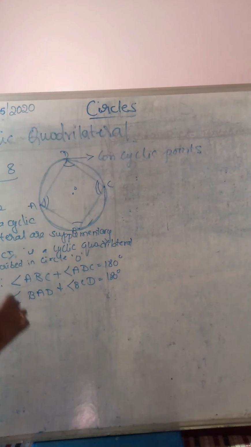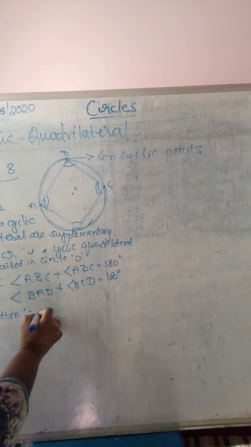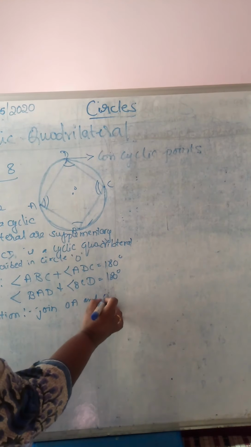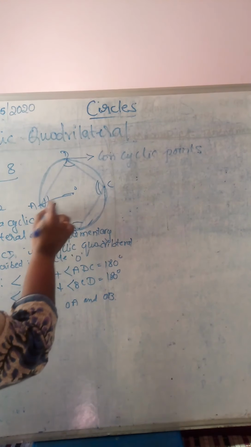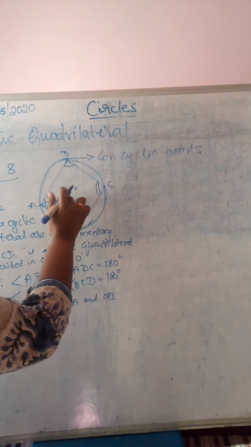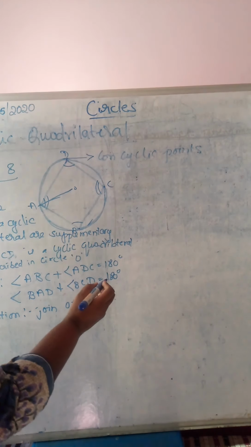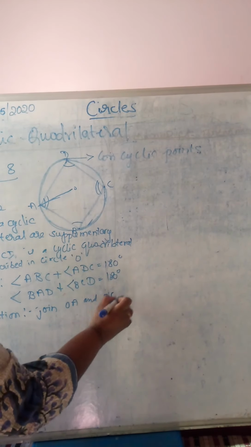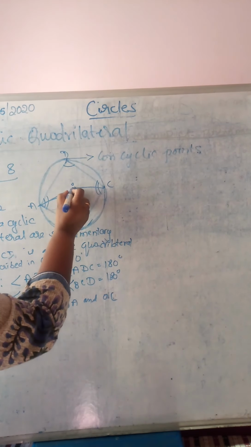Now for that we have to do a little construction. What's that construction? Join OA and OB. We are going to join OA like this, and see, let me take the center here. Join OA and OC. I have to join OA and OC. Like this. Now you know this is the center of the circle.